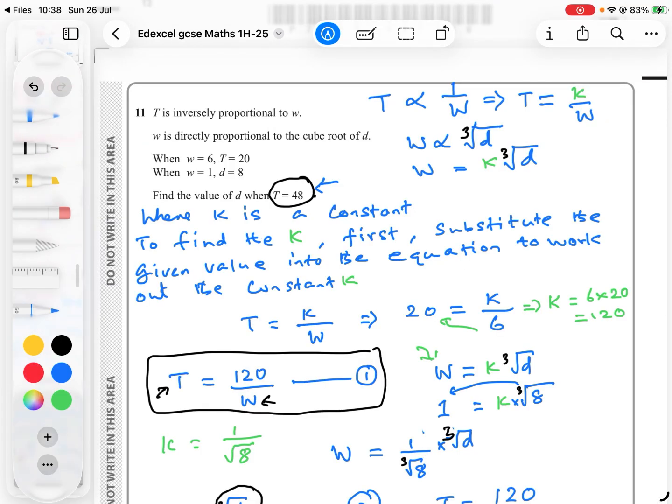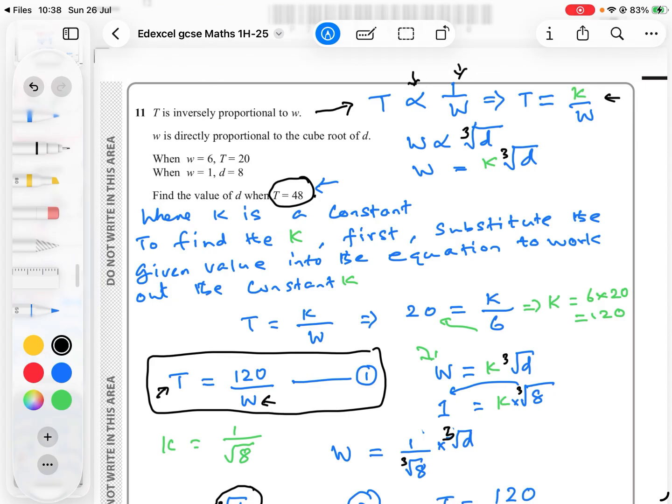I'm going to walk through question 11. T is inversely proportional to W. Inversely proportional means you put the proportional sign, but inversely means 1 over W. Then to remove the proportional sign, T can be written as K over W, where K is a constant, K to be determined.